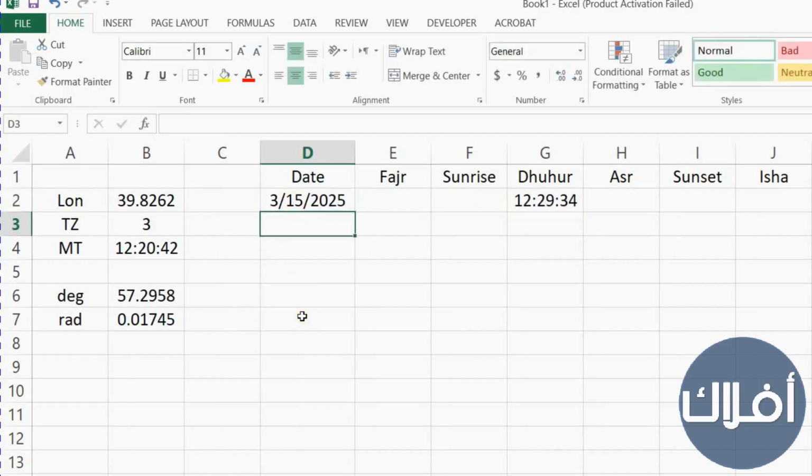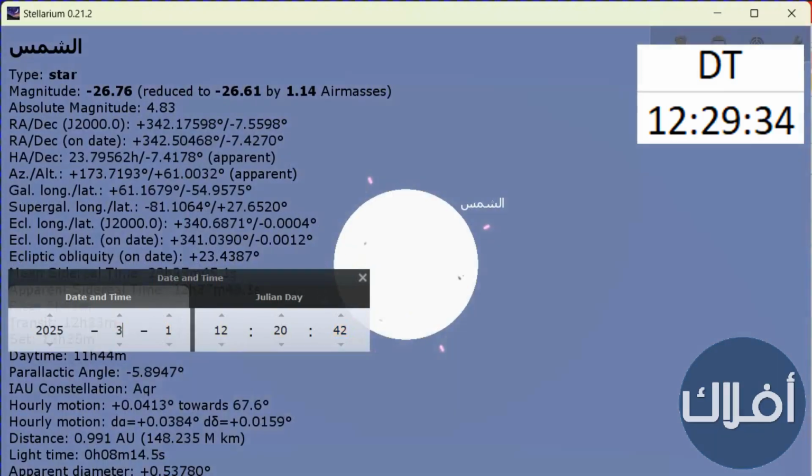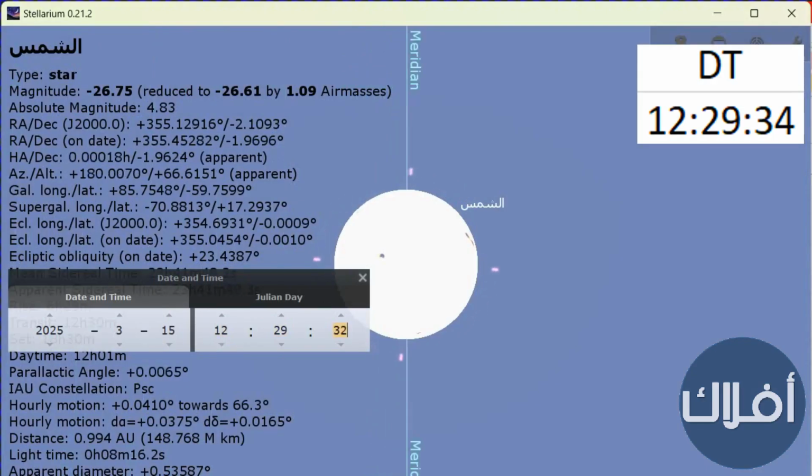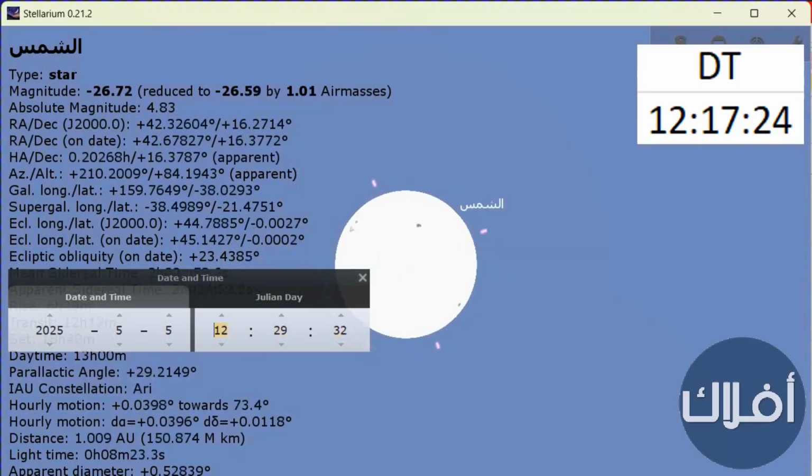We can change it to 5th of May 2025, and let's compare these two values to Stellarium. So we can change the month to 3, the day to 15, and move the time until the sun passes the meridian, and the difference is 2 seconds. We change the date to month 5, day 5, and again we change the time until the sun reaches the meridian, and the difference is 1 second.